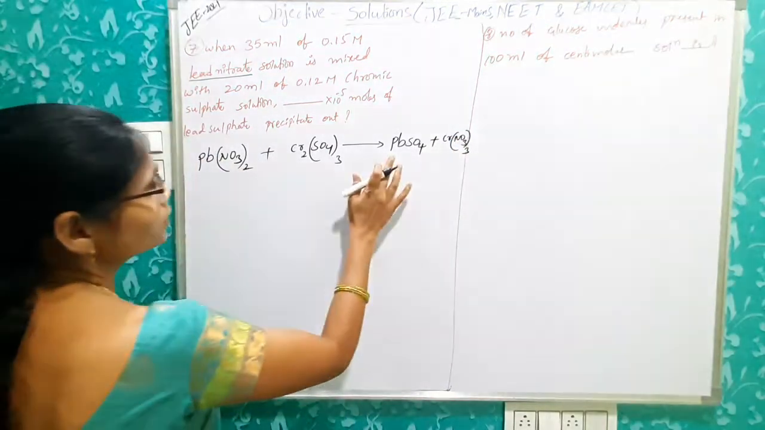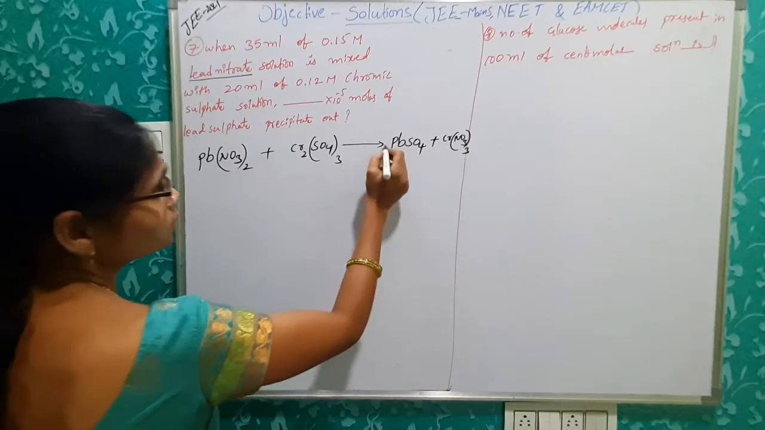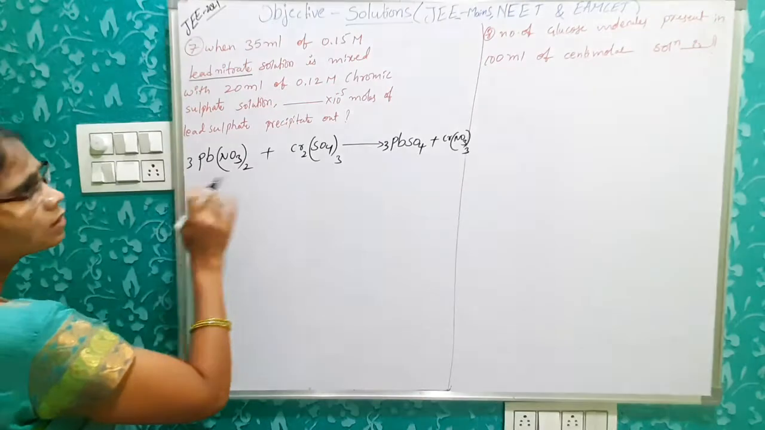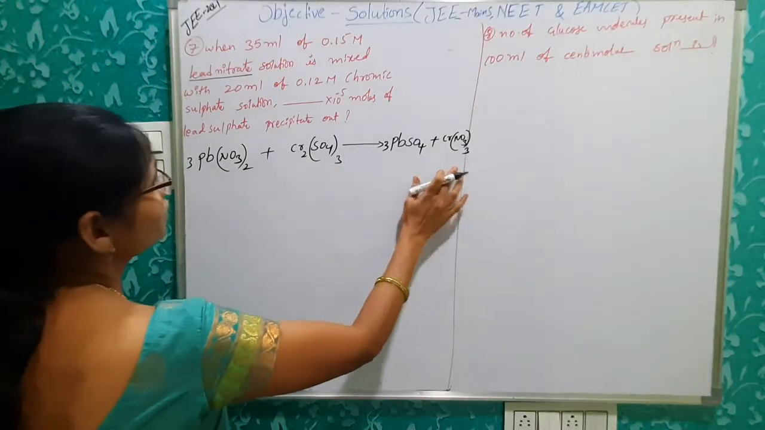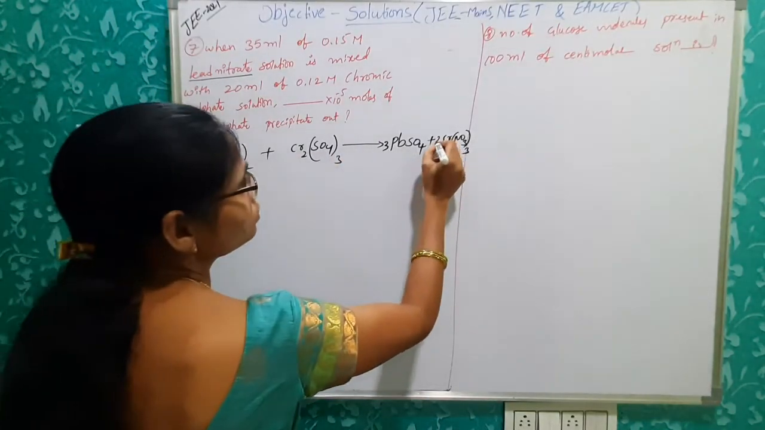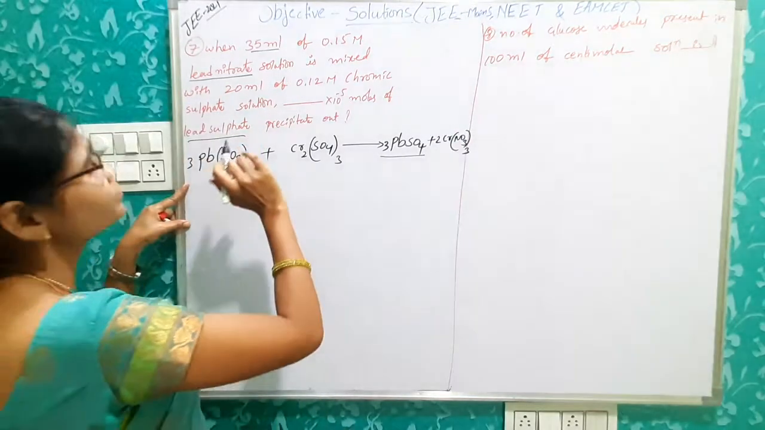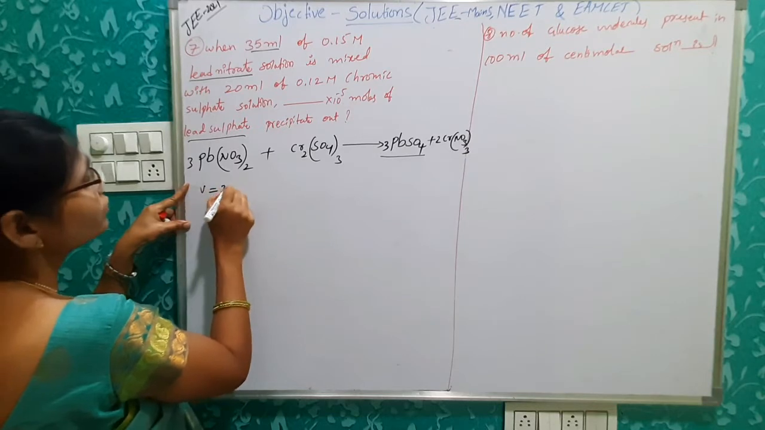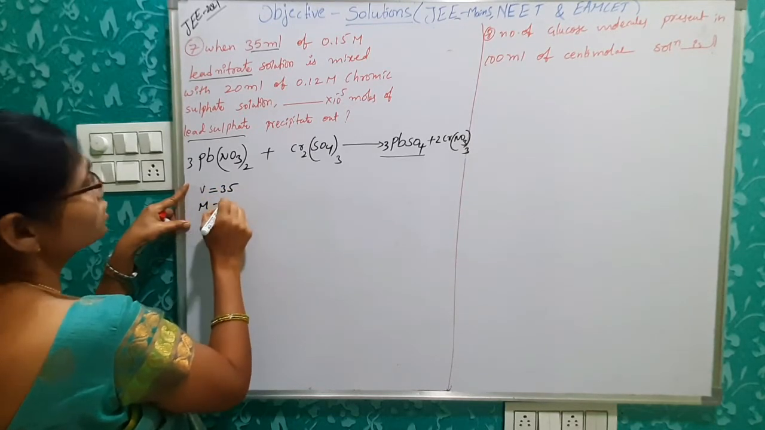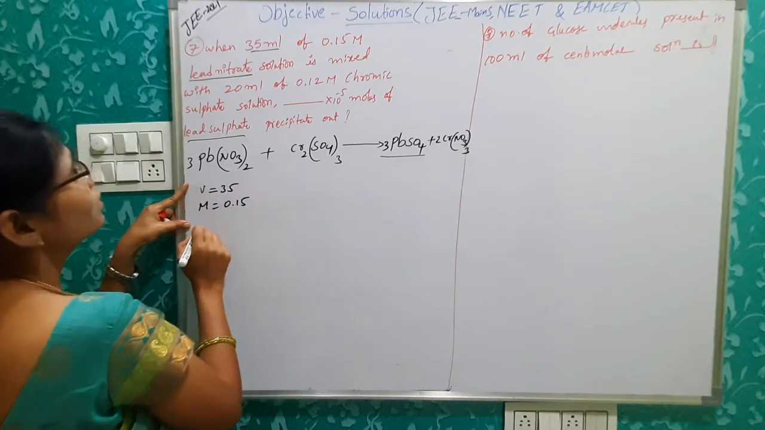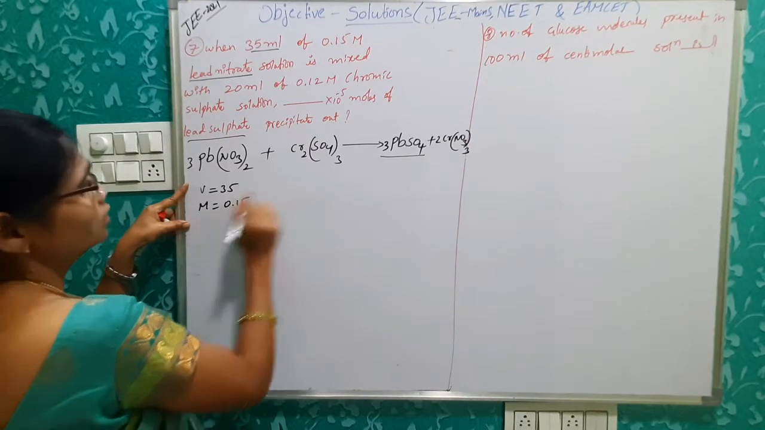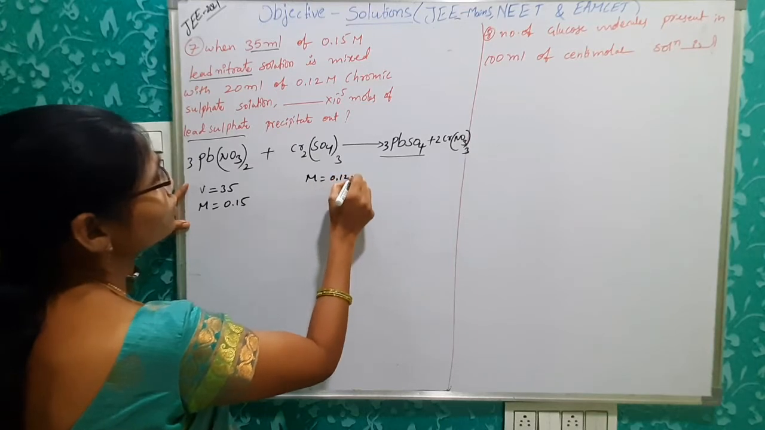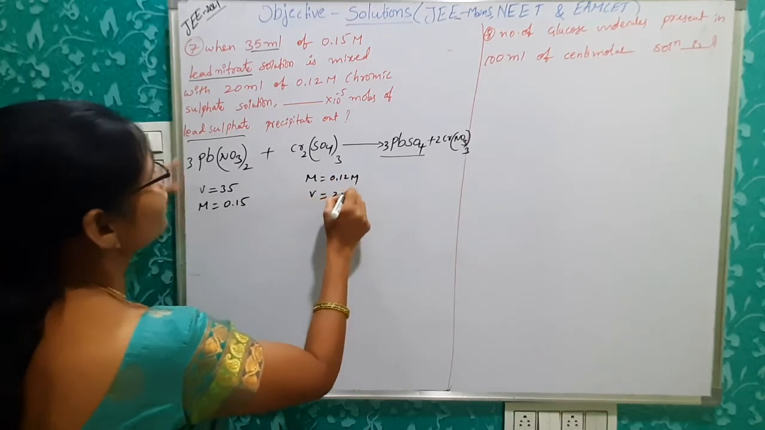Okay, now 3 moles of lead sulfate, 3 Pb, 3 and O2. Okay, next, question 2. The volume of lead nitrate is given as 35 ml, molarity also given as 0.15, and next, chromic sulfate molarity is given as 0.12, volume also given as 20 ml.